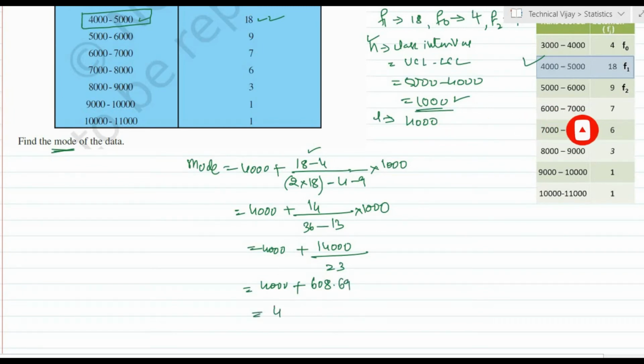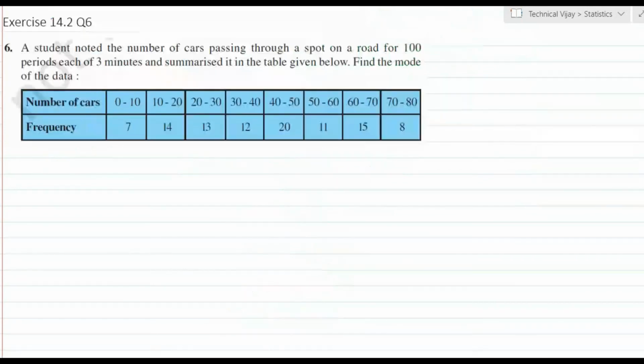Okay, total will be 4608.69. This is the mode of the data. We will go for the next one.